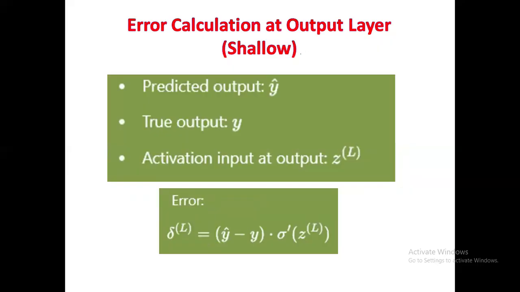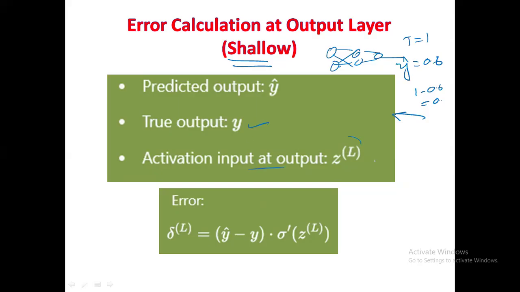And here the shallow network has a single layer, a single output. If you are taking the predicted output, I have the network like this, and this is my output. Each will be connected with each other, and here the error target, my target should be 1, and if I am not getting the target, say I get 0.6, the error is 1 minus 0.6, so 0.4 will be sent back to the network through the backward pass. The true output is y, the activation function is given by z to the power l, and the error is calculated as delta to the power l equals y cap minus y into sigma dash of z power l.